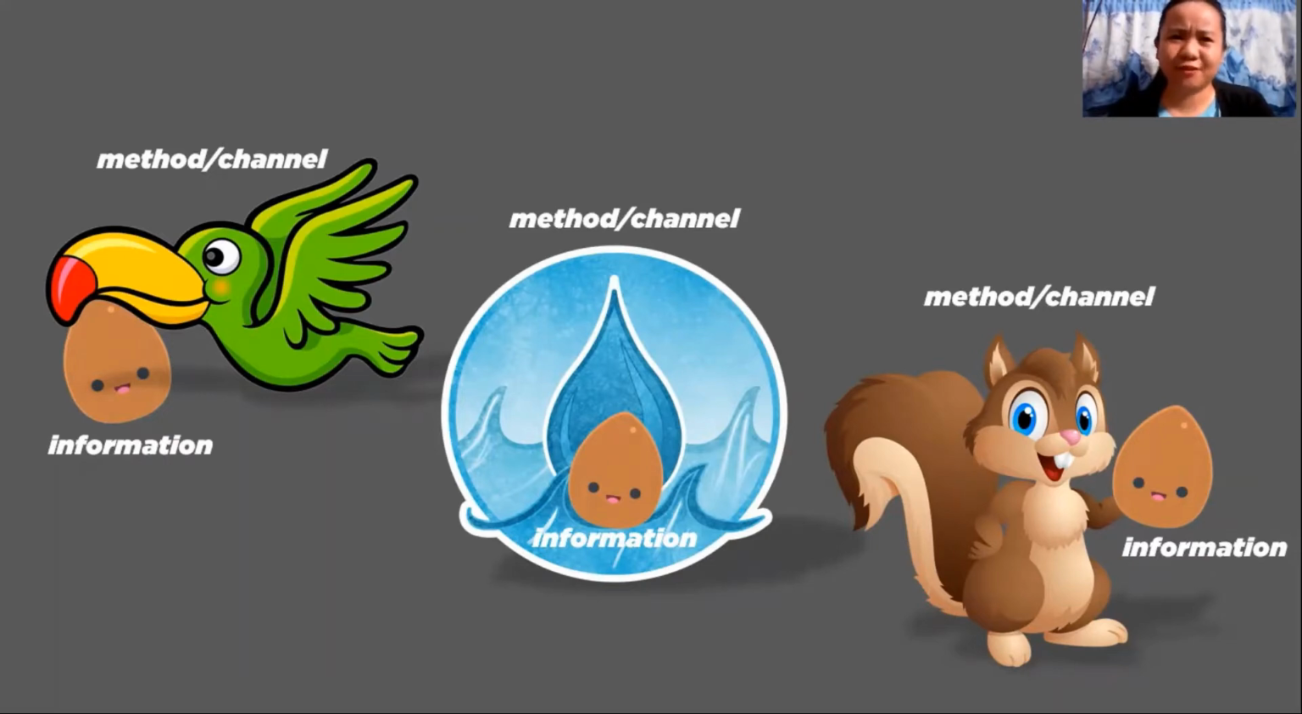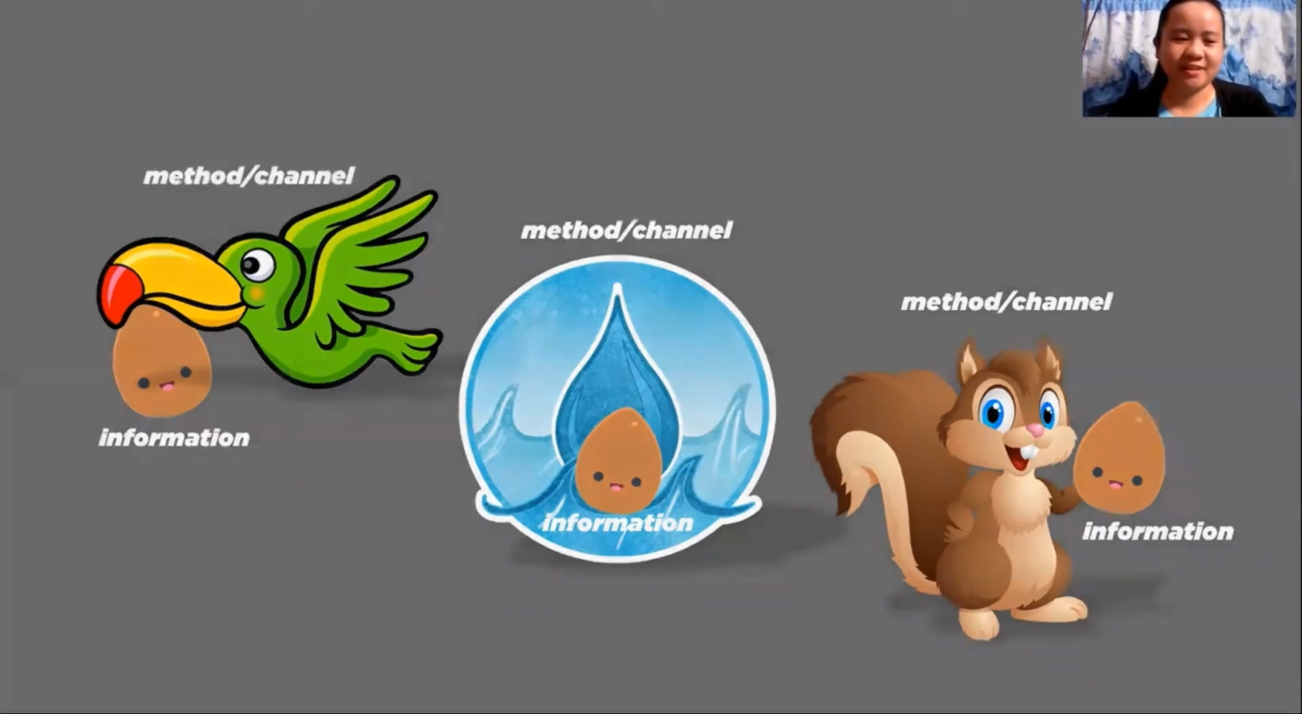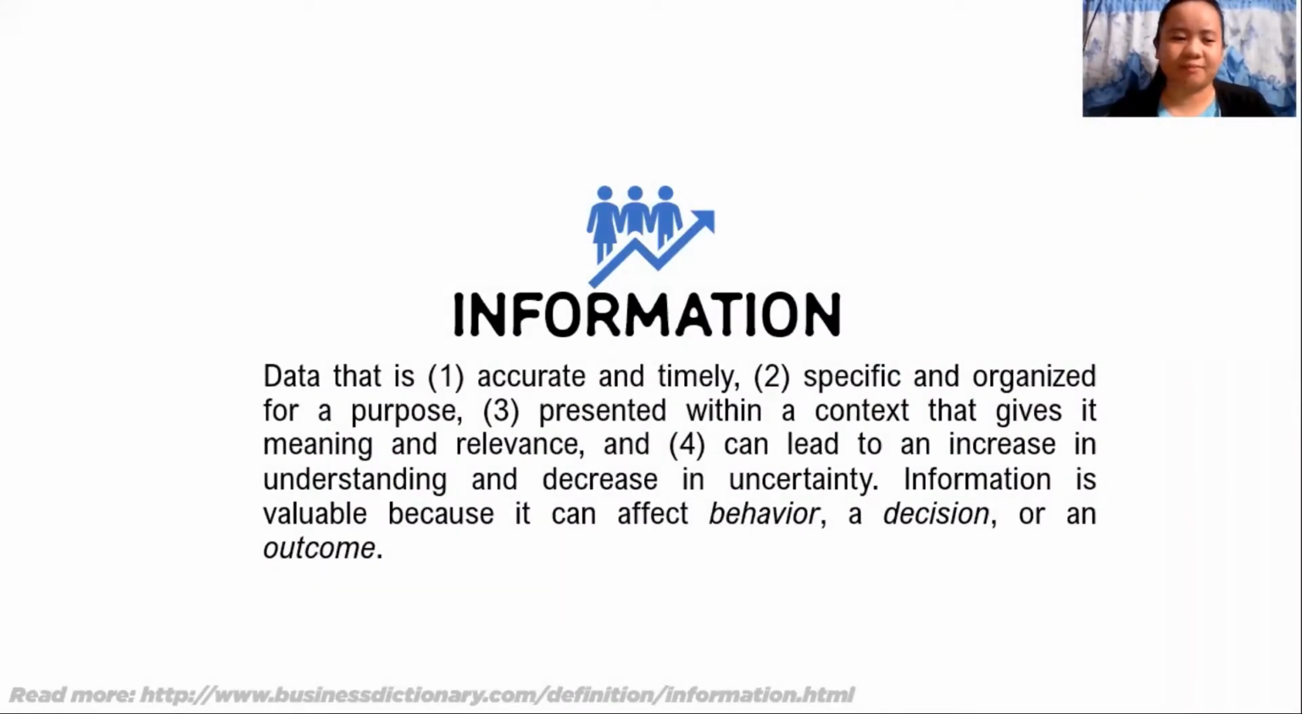But what is information dissemination? Let's start with the word information. According to www.businessdictionary.com, it refers to data that is, one, accurate and timely. So it is true and it happened for a specific or particular time.